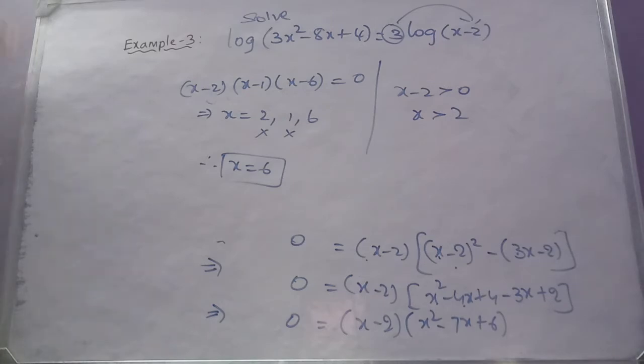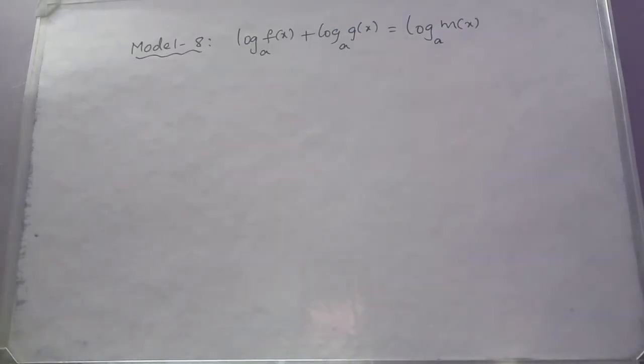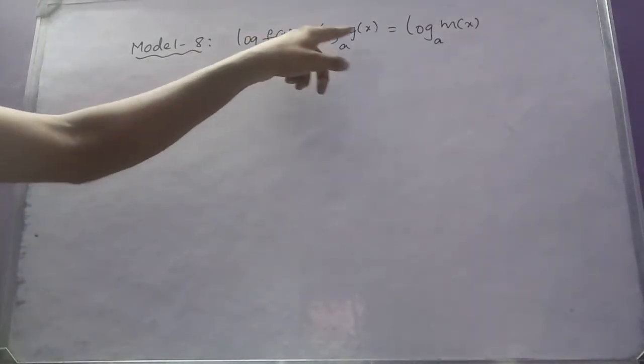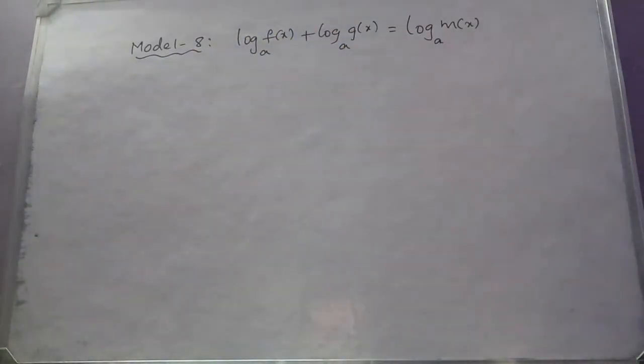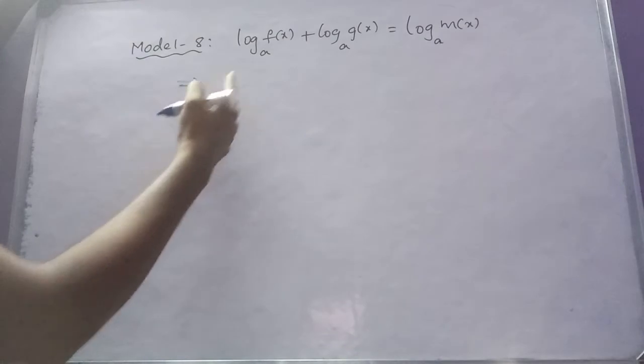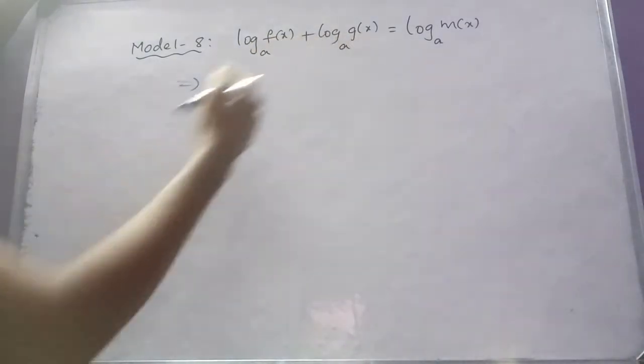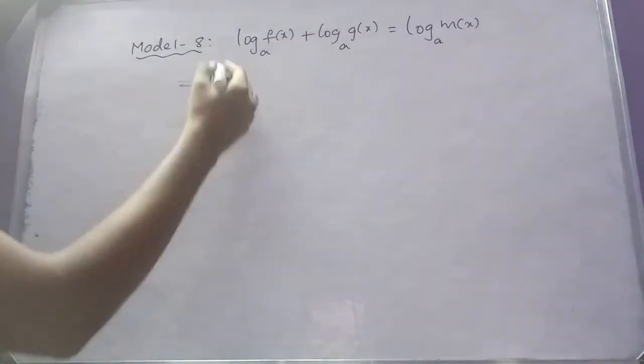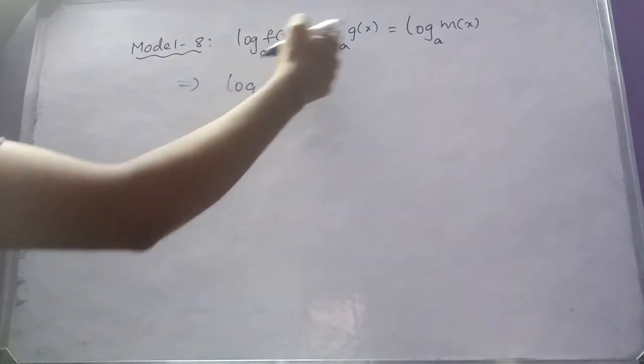So next, dear students, we will go for the next model. Here is our next model, model number 8. The equations of the form log of f of x plus log of g of x is equal to log of m of x. So once again, first you solve normally. We know that log a plus log b is log of a into b. That means log of LHS is log of f of x into g of x.